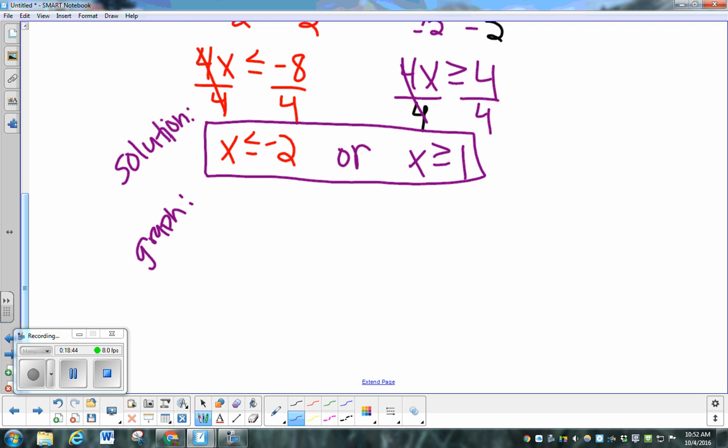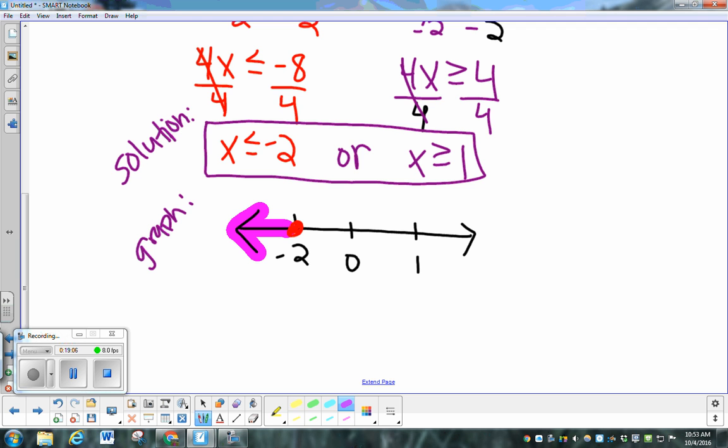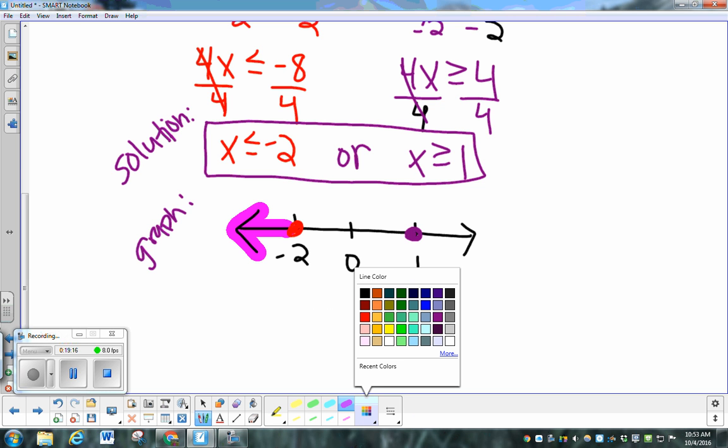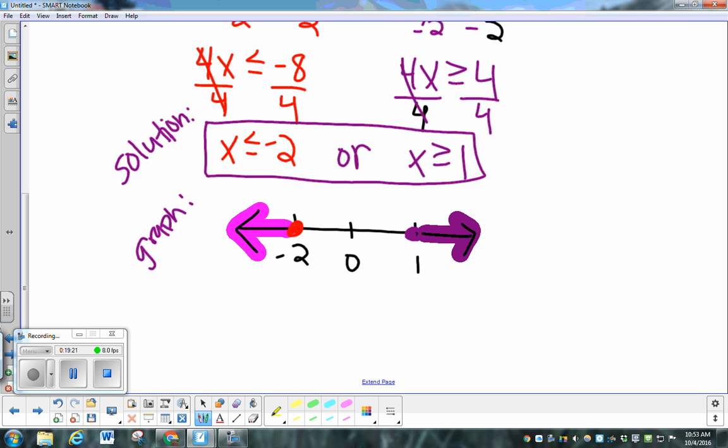Okay, let's graph that. Like I said, I'm not going to be too picky about graphs here as long as I can tell what your answer is. So my one here in red, x is less than or equal to negative 2, so I'm going to go in this direction. Or x can be anything greater than or equal to 1. So I start at 1, and I go with anything greater than or equal to 1.